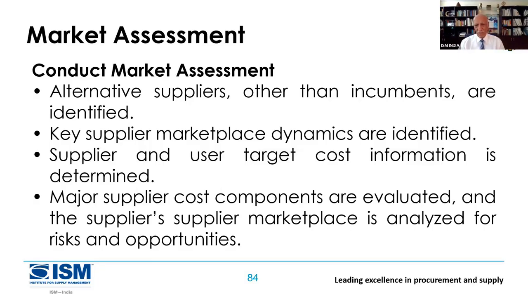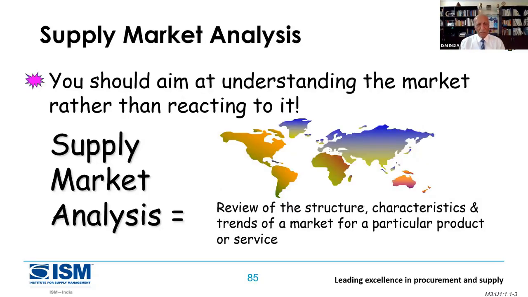Supplier and user target cost information incoming. Major supplier cost components are available, and the supplier marketplace analyzed. Risk and opportunity. Now, next comes the supply market analysis, segment-wise. Since you are not just an Indian company, you're global, you can't say that everything will have to go from India to that place because of the cost of transportation.